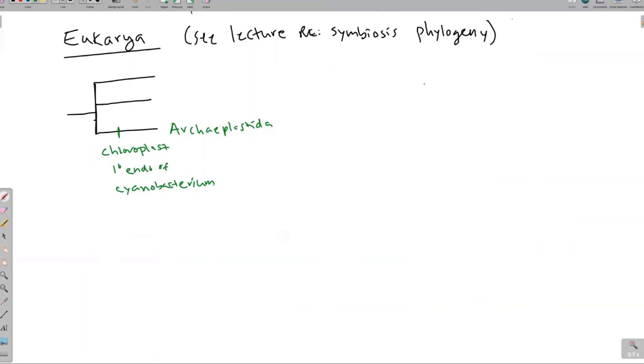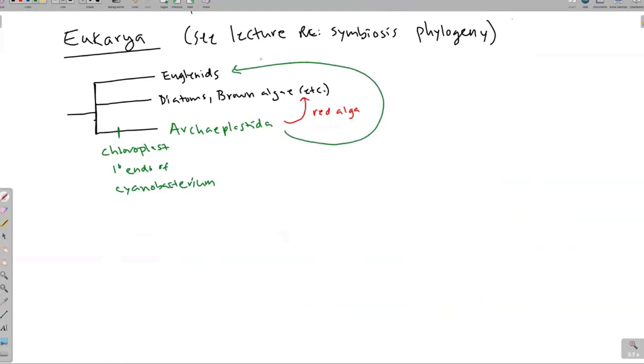Other groups in Eukarya, besides those, like the euglenids, like diatoms, they get their chloroplasts from archaeplastid groups. So some of them, a red alga got engulfed, a red alga, multiple times. That's a type of archaeplastid. Sometimes a green alga got engulfed, and this is not unusual, right?